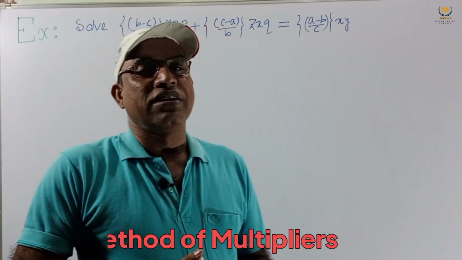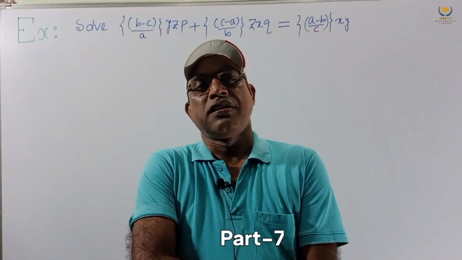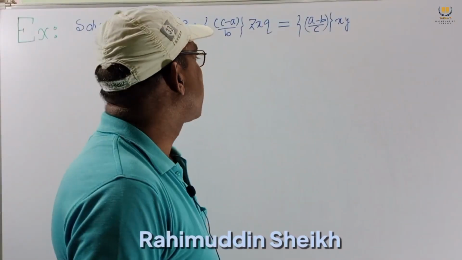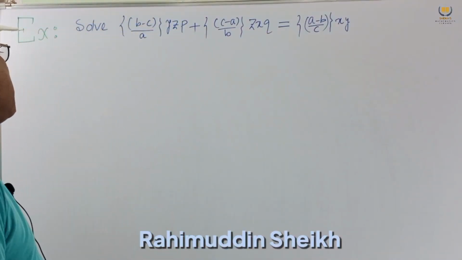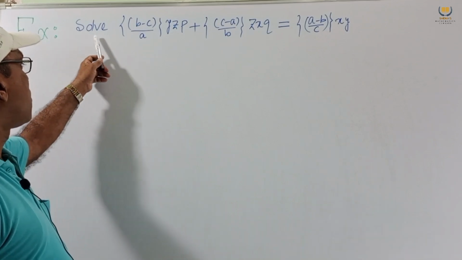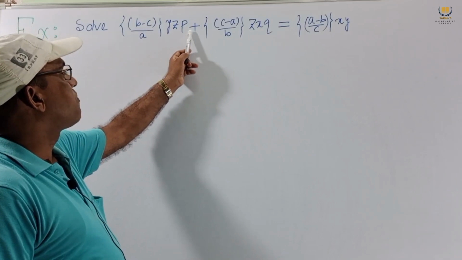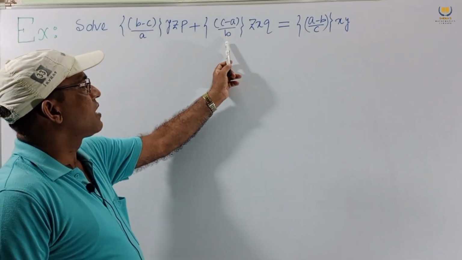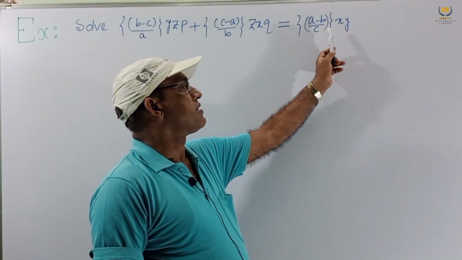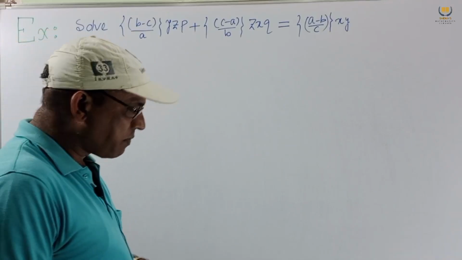So, we discussed some problems about the method of multipliers for first order partial differential equations. Now we consider the remaining problems. We solved some problems that were given in the last videos. Next, we consider the remaining problems. Solve (b minus c)/a yzp plus (c minus a)/b zxq equal to (a minus b)/c xy. We want to solve this by using Lagrange multipliers.